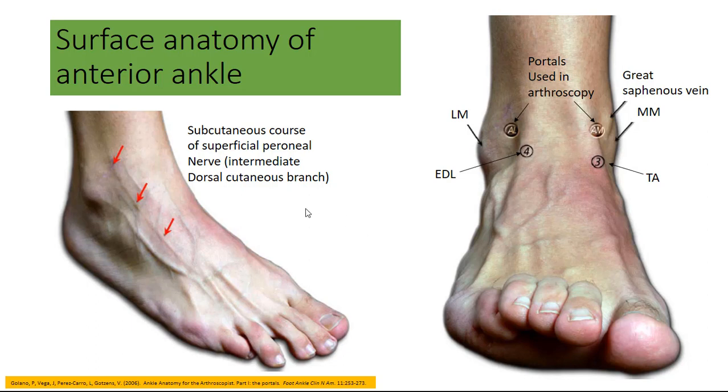We've got to know the surface anatomy of our anterior ankle, because if we look closely enough, we can see some structures that we may not have appreciated before, such as the superficial peroneal nerve, which we can see being outlined here. I've just pointed these out.